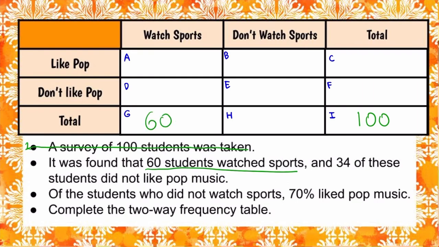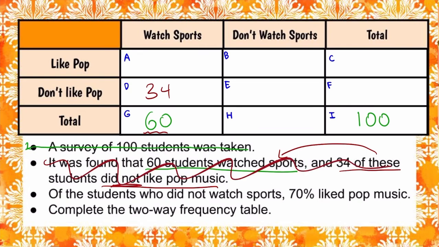Then it says 34 of these did not like pop music. This is a little tricky. Which box do you think the 34 goes in? So when they say 34 of these, they're referring to the 60. So I'm going to fill in the did not like pop music right here, referring to the 60 students that watch sports. And that should take care of clue number 2.